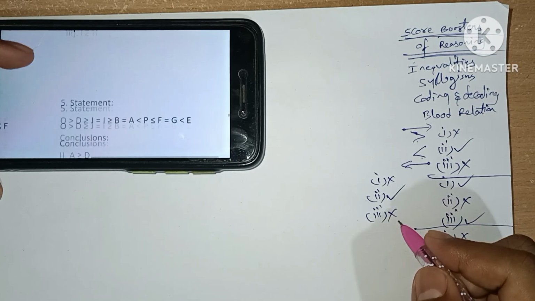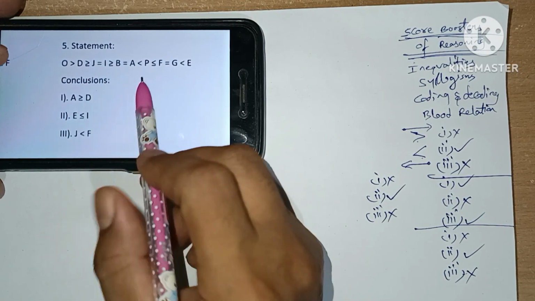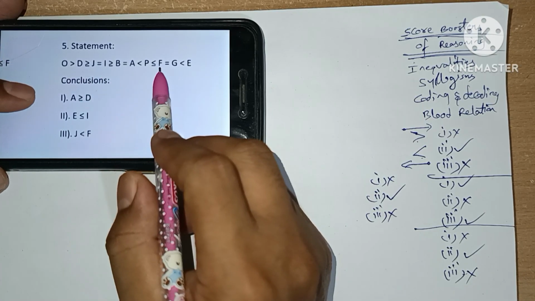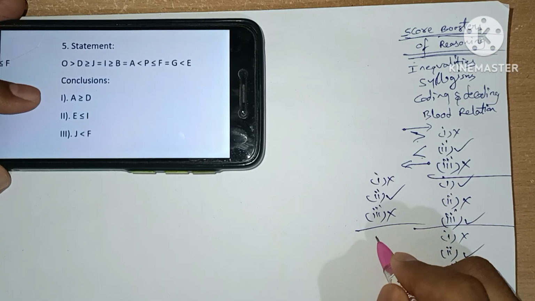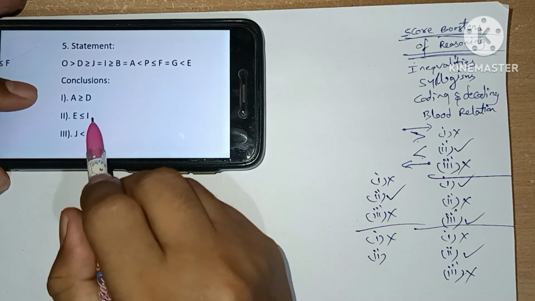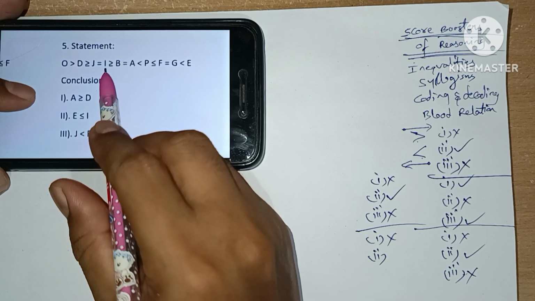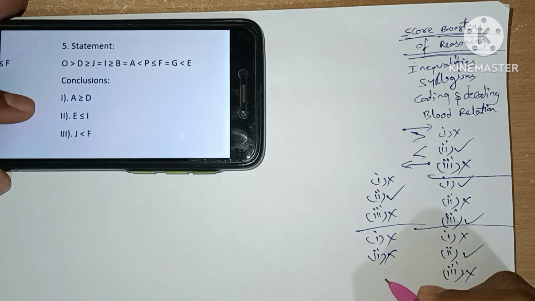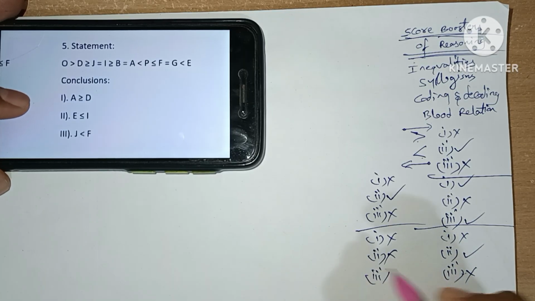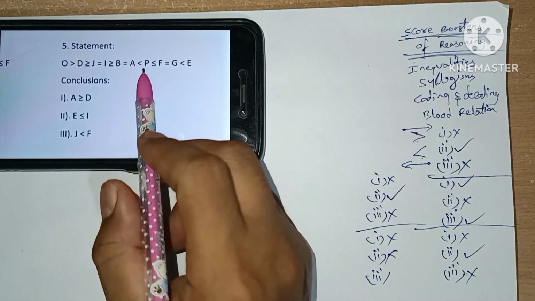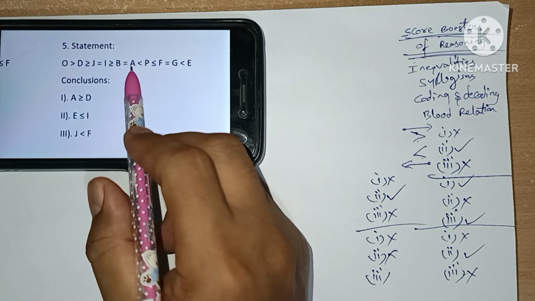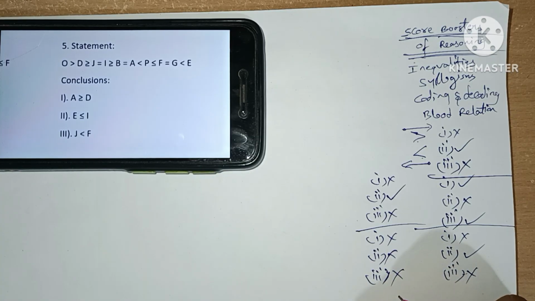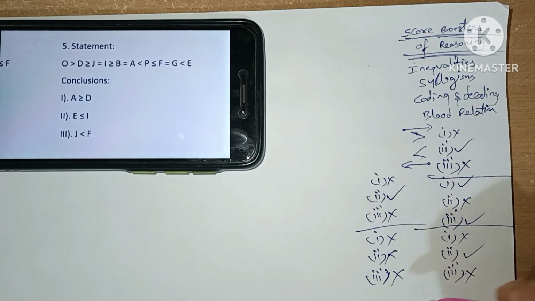Now we are going to see question number 5. The flow from A to D with everywhere equal to. From A, we can reach only B but cannot reach any other place. So the first conclusion will be false. Second one, the flow from I to E with everywhere equal to. From I, we can reach A but cannot flow to E. So the second conclusion is also false. Third one, the flow from F to J. From F, there is flow up to B but cannot reach G. So the third conclusion is also false. So here all three are false.